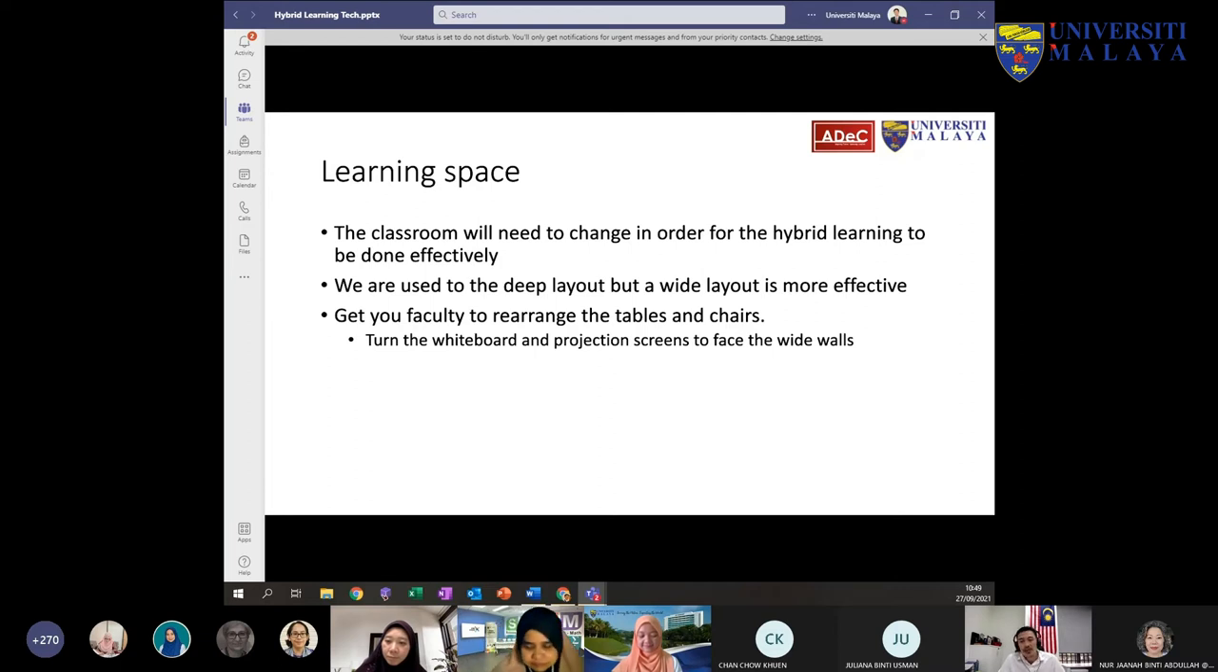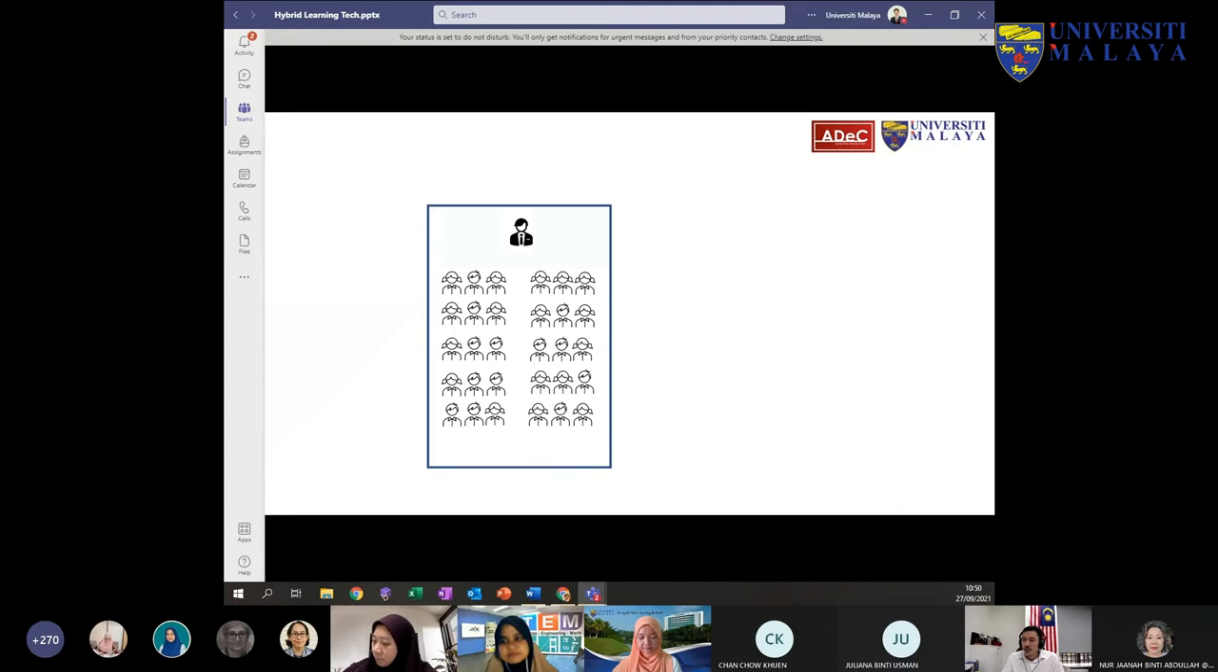So what I want you to try and do first is get your faculty to rearrange the tables and chairs. That's very simple, isn't it? So change the layout from the long room into the wide room. And because of your whiteboards and projection screen, put them on the white walls. Okay, so we are talking about this.